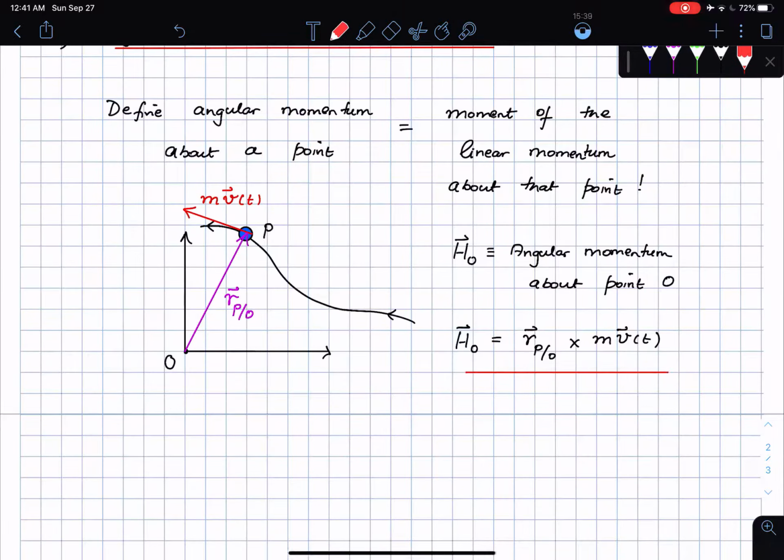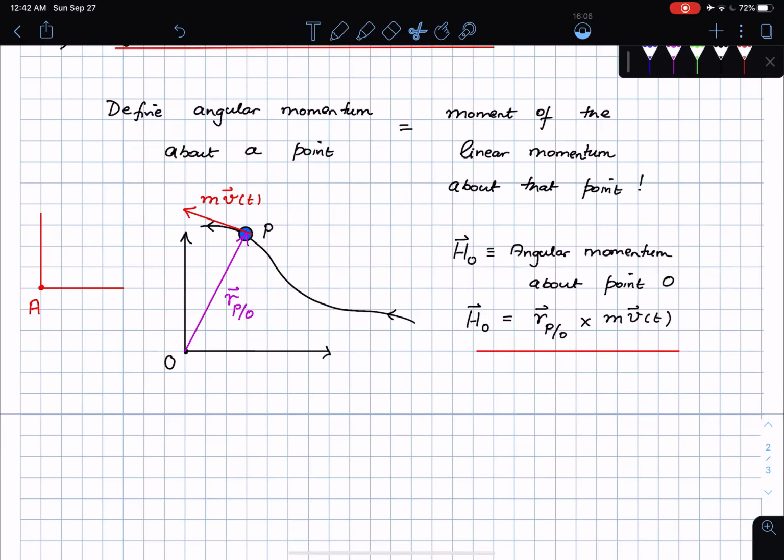If I choose a different point, then the angular momentum is going to be different because the moment arm is going to be different. Suppose I'm an observer sitting here, and I call this point A. Then what is the angular momentum about the point A? Just as a digression, let me clear this up and bring it a little above here. Suppose I wanted h about the point A, then I have a different moment arm here, which is going to be r P/A. So h about the point A is r P/A cross m v of t. So angular momentum depends on the point that you are looking at. This is the moment arm from that particular point to the line of action of the linear momentum. That is the basic idea here.